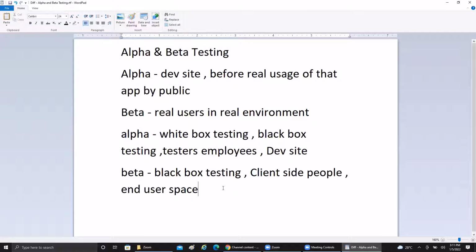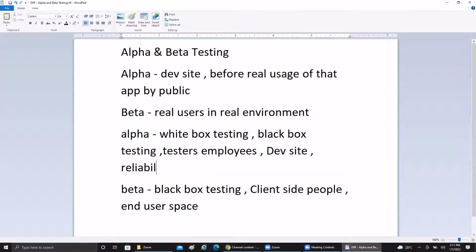Okay. And in alpha testing, reliability and security testing are not given importance, or not performed basically. But here, since the client is more specific about the security of the application and how reliable it is going to be, those are all performed here.